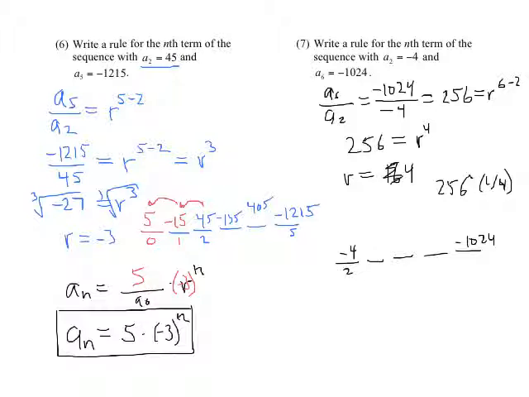What I really need is either the 0th or the 1st number in this list. And going backwards means I'll divide by the ratio of 4. So negative 4 divided by 4 is negative 1. Negative 1 divided by 4 is negative 1/4. So the 0th number in the list is negative 1/4. And I can write a rule now. The 0th number in the list times the ratio raised to the nth power is negative 1/4 times 4 raised to the nth.